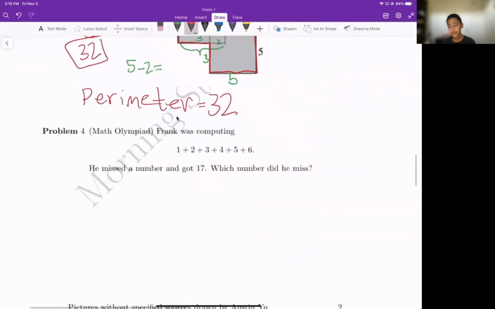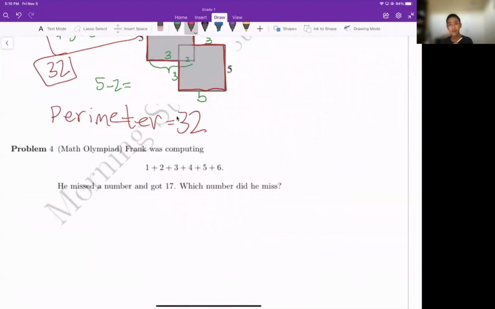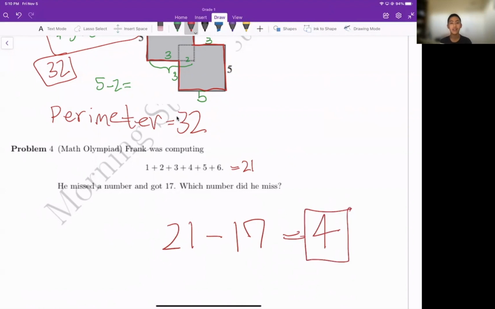And final problem, Frank was computing 1 plus 2 plus 3 plus 4 plus 5 plus 6, and he missed a number and got 17. What number did he miss? So from here on, we can solve that 1 plus 2 plus 3 plus 4 plus 5 plus 6 is 21. And that's more than what he should have got, and he got 17 instead. So 21 minus 17, which was the number that he got after he missed a number, is 4. So which number did he miss? He missed the number 4.